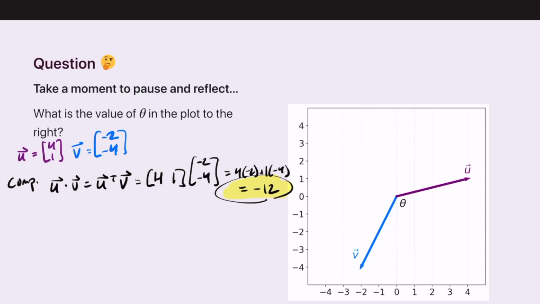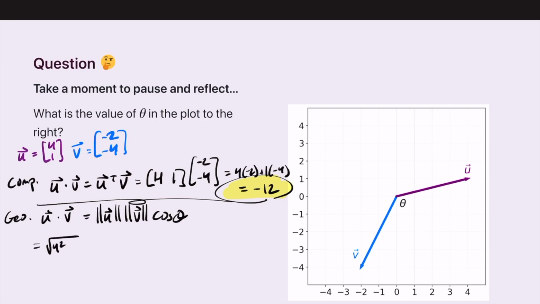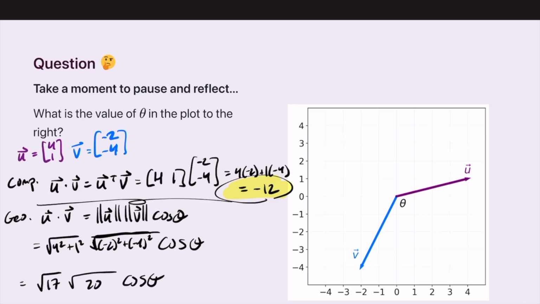So that's one answer. Then we take the geometric definition, where u dot v is the lengths of u and v times cosine. That gives us the square root of 4 squared plus 1 squared, which is 17, and the square root of -2 squared plus -4 squared, which is 20, times cosine theta. And that's our answer.